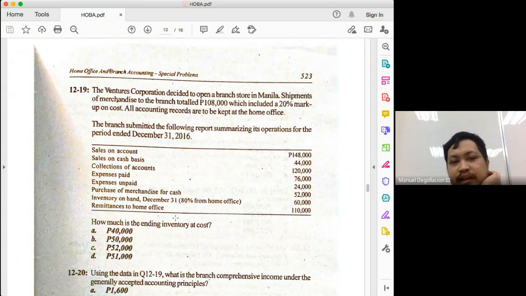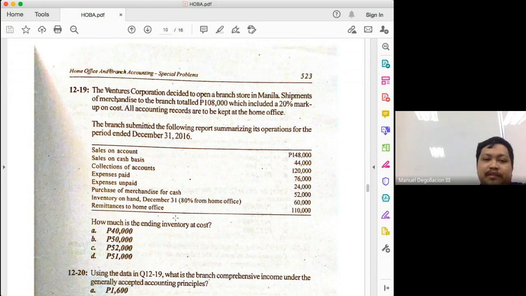Ventures Corporation decided to open a branch store. Shipments of merchandise to the branch totaled 108,000, which included a markup of 20%. All accounting records are to be kept at the home office. The branch submitted the following report summarizing its operations for the period ended December 31, 2016. We are already given the ending inventory, class. Second to the last information given. Inventory on hand, December 31, 60,000.